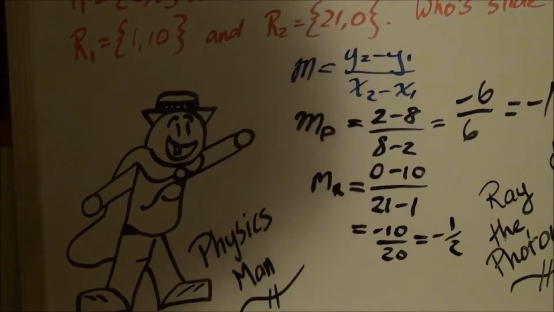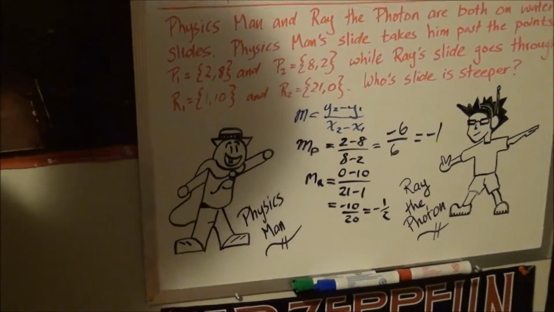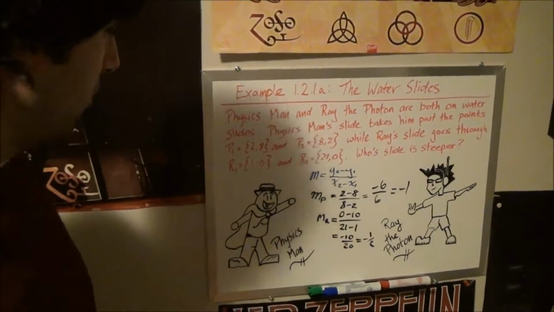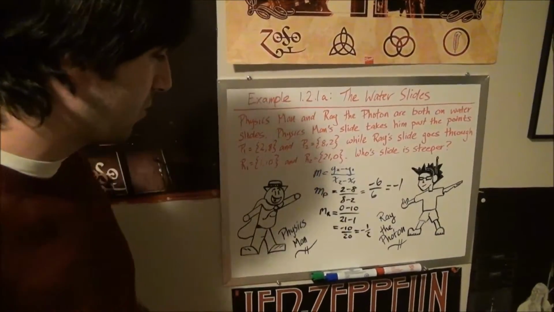We can rest assured that Ray the Photon also gets to go down his slide because the slope of his slide is negative. Woohoo! Now, in order to answer the question whose slide is steeper, we need to compare the magnitudes of the two slopes.